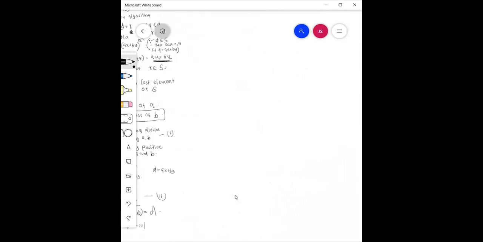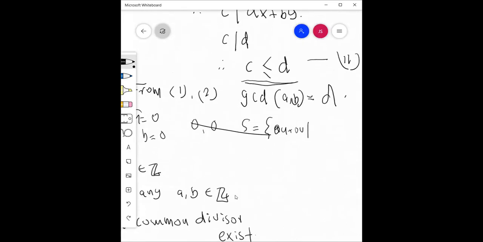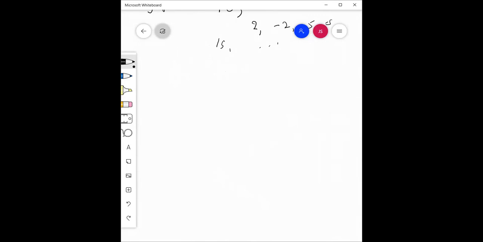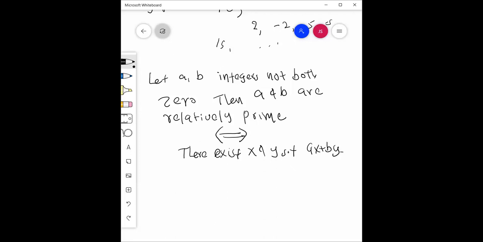Okay, let's move into a theorem again. What is that? Again, a very important theorem. Let A and B be integers, not both 0. Then A and B are relatively prime if and only if there exist x and y such that ax plus by is equal to 1, right?